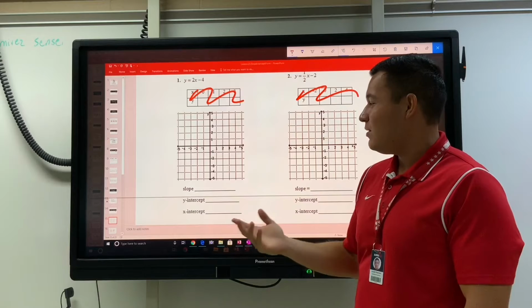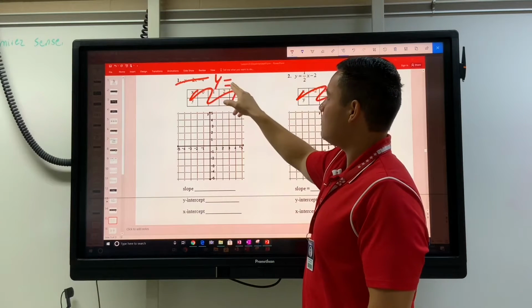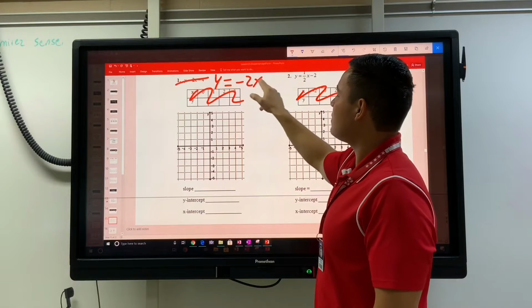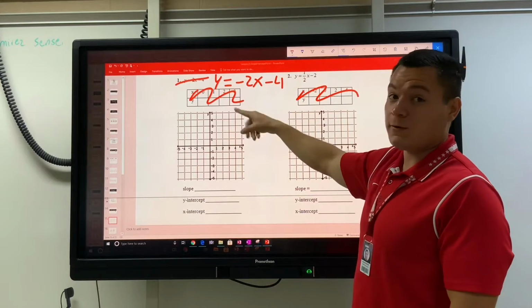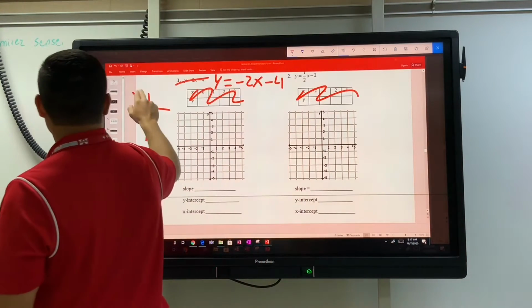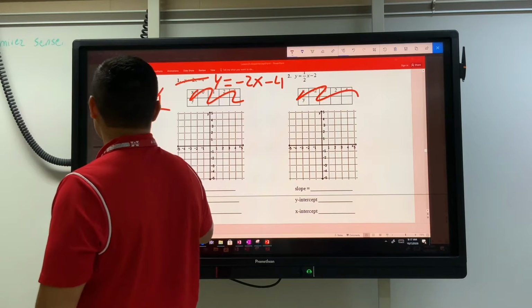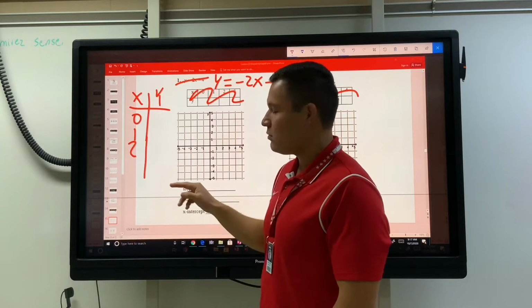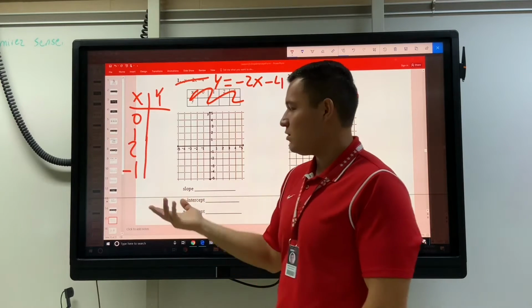And I don't think we've done enough negative slopes, so I'm going to change this. We're going to have the first equation, y equals negative 2x minus 4. We're going to graph this. If we're going to graph it, we need a table. 0, 1, 2, and just because I normally don't put it, let's go ahead and put a negative 1 just to show you that you can.